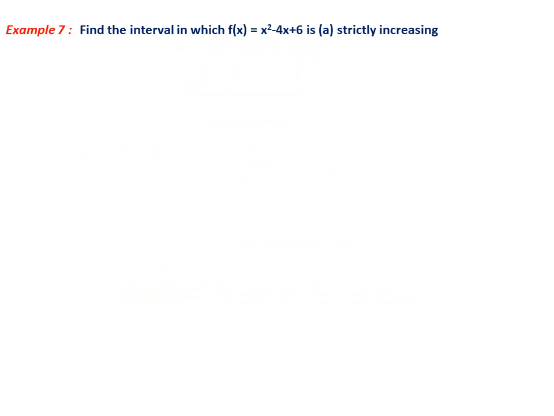Next, example 7. Find the interval in which f of x equal to x square minus 4x plus 6 is A strictly increasing, B strictly decreasing. So, we have f of x equal to x square minus 4x plus 6. Therefore, what you have to do? Find f dash x, that is differentiation of x square minus 4x plus 6, that is 2x minus 4.